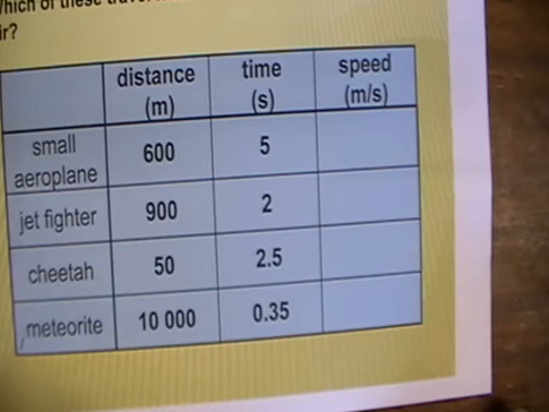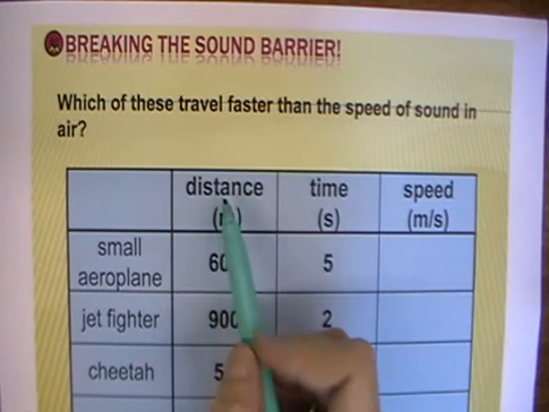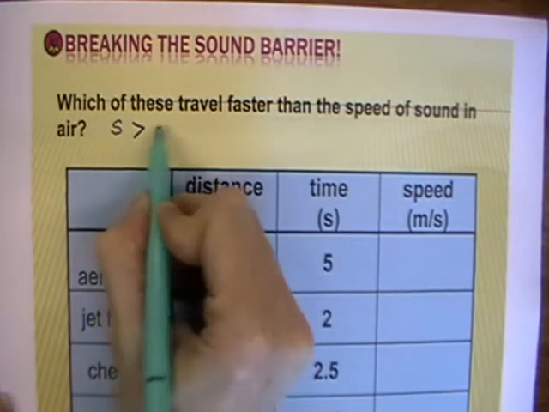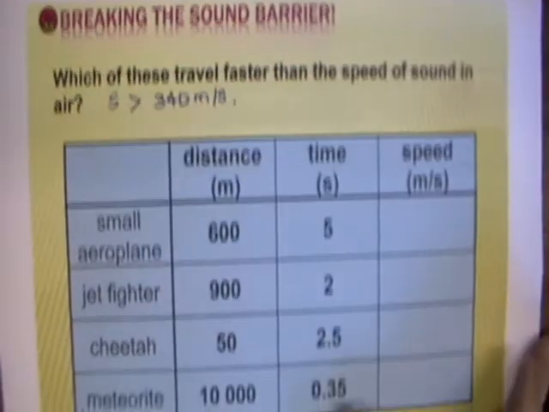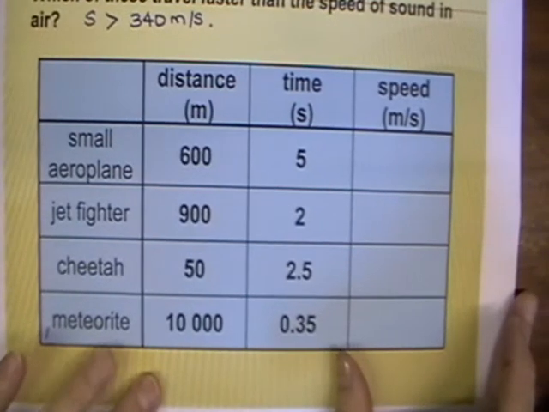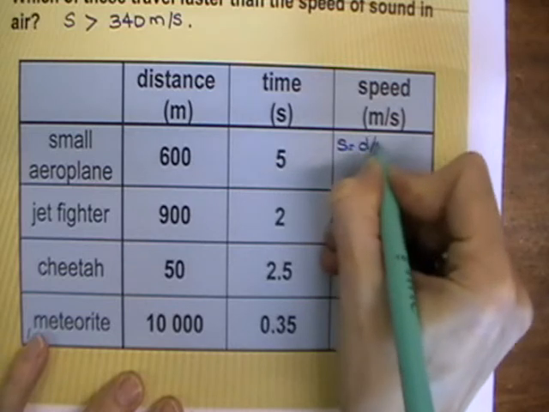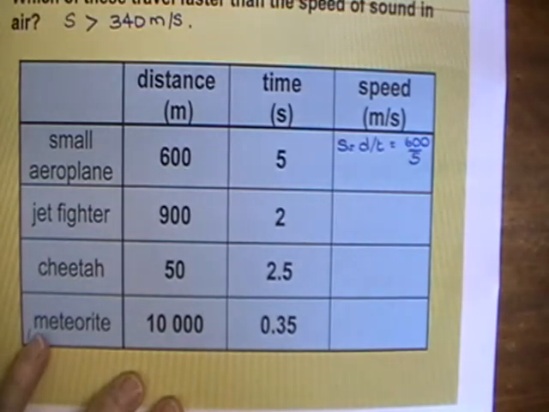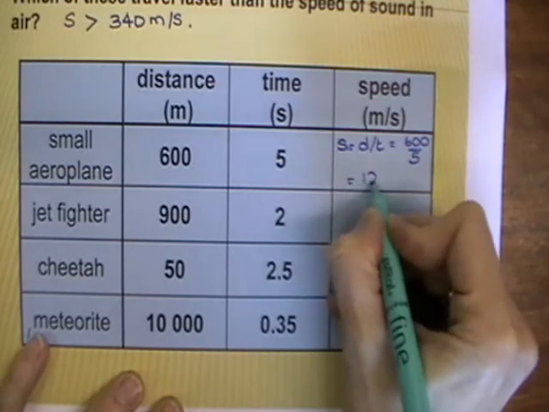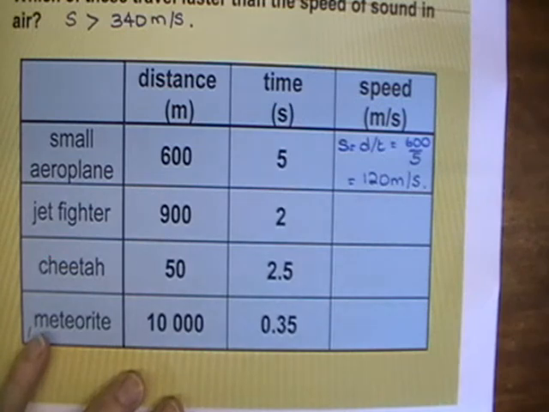Breaking the sound barrier. If you break the sound barrier, you travel faster than the speed of sound in air. So you want the speed to be greater than about 340 metres per second. So you can stop the podcast and do your calculations and then check what you think. So speed is distance over time for each one. In this case it's 600 over 5. And that gives you an answer of 120 metres per second. So that's not going to break the sound barrier.